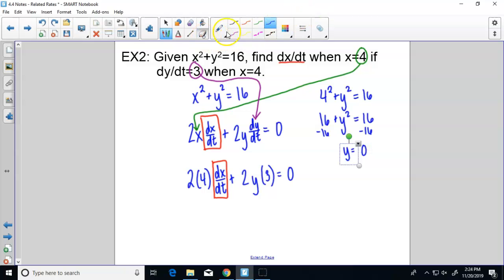So right here for that y that I could not find earlier, now I'm going to put a 0. So that gives me 8 dx/dt. That's just 0 right there, so this equals 0. And we'll divide by 8. So dx/dt also equals 0. Okay, questions?